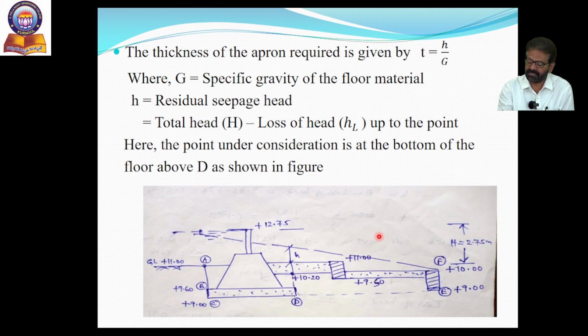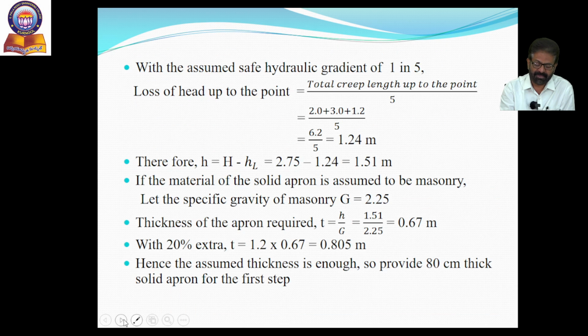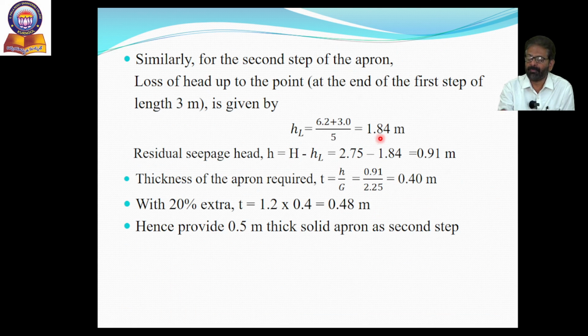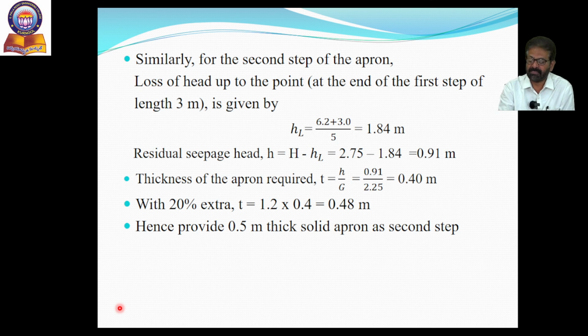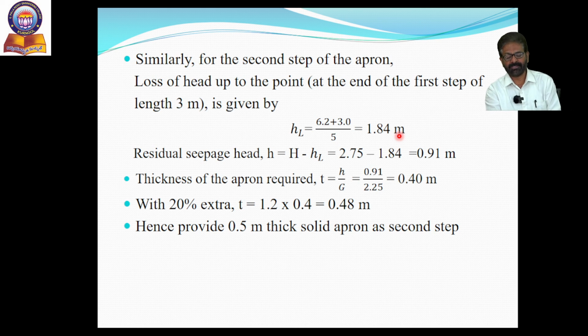As the distance increases, the loss of head increases. So here this loss of head is more, which is given as 1.84 meter. You can clearly observe the difference. In the previous case, loss of head is 1.24 meters, whereas in the second case, the loss of head is 1.84 meters. As usual, the remaining procedure will be the same. Residual seepage head here is H minus HL. The total head remains the same, 2.75 meters minus 1.84, which is equal to 0.91 meters.